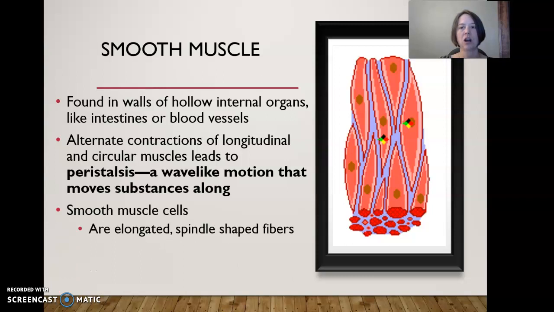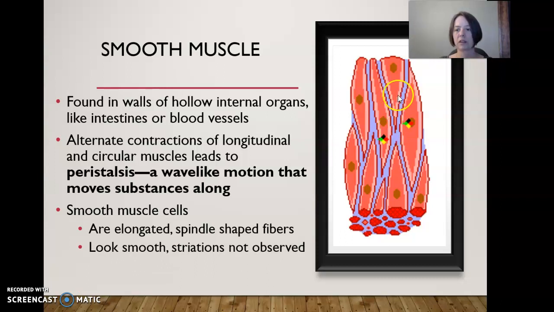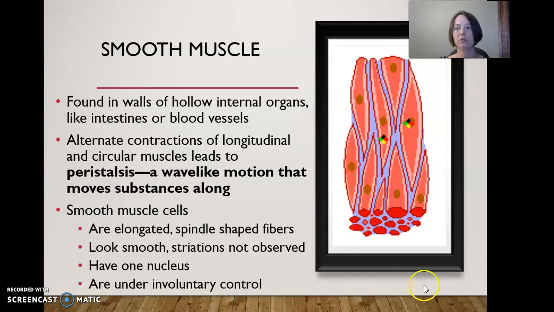And smooth muscle cells are elongated and spindle-shaped. Spindles are something people used in sewing and making yarn, but it's kind of like a really elongated football shape. They look smooth. They don't have those striations that the skeletal muscles had, and they only have one nucleus per cell, and they are under involuntary control. So if I said, move the food in your intestines over an inch, you couldn't do it. It is not voluntary control.